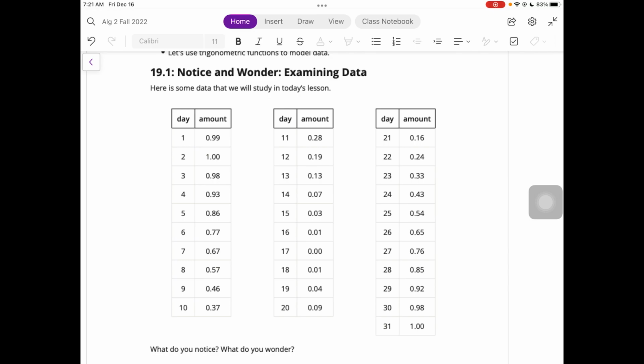Some of the things that I notice are our days go from 1 to 31, but our amounts are anywhere between 0 and 1. They don't go below 0, so we have no negatives, and none of them go above 1. The numbers appear to increase very briefly, but then they start decreasing, and they continue to decrease until we get down to 0, and then they come back up.